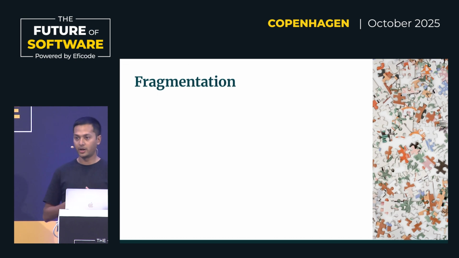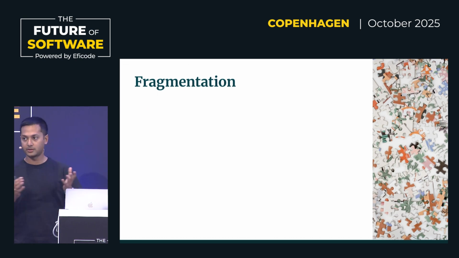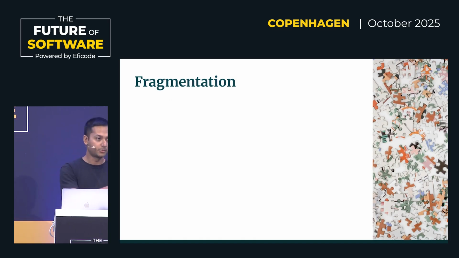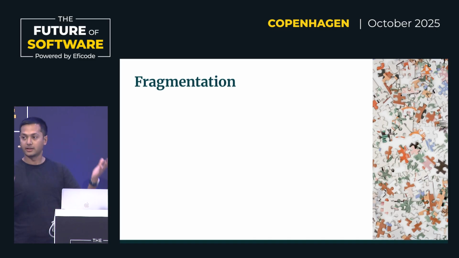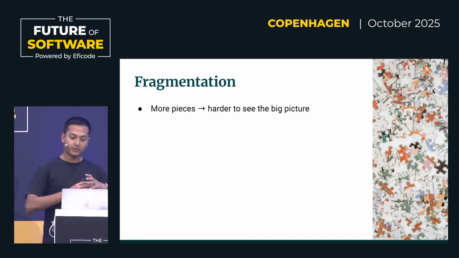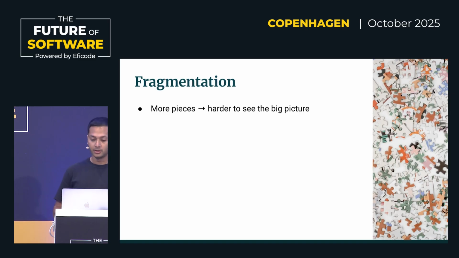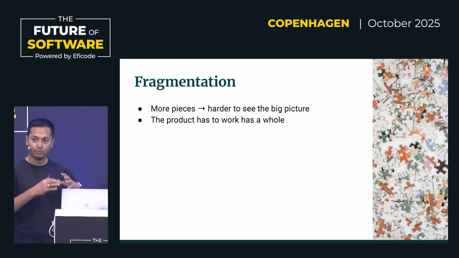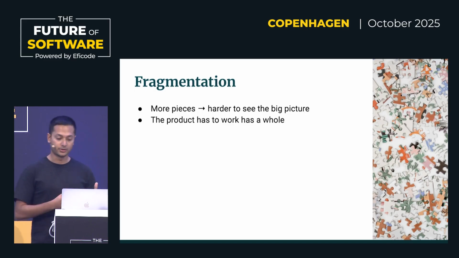The problem that I see in microservices is that it fragments our systems. Just like a jigsaw puzzle, if you look at the set of pieces in the box it comes in, it's very hard to see what it makes overall, right? Because we have so many pieces, it's hard to see the big picture. But the big picture is really important, because when we build products, we build a product that should work as a whole. The customer, the end user, is not going to be happy with just the puzzle piece, just the microservice. They want something bigger, something that they can use.